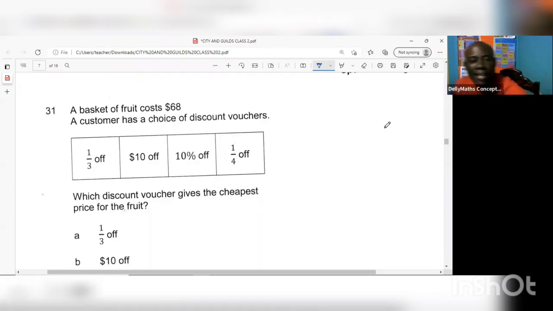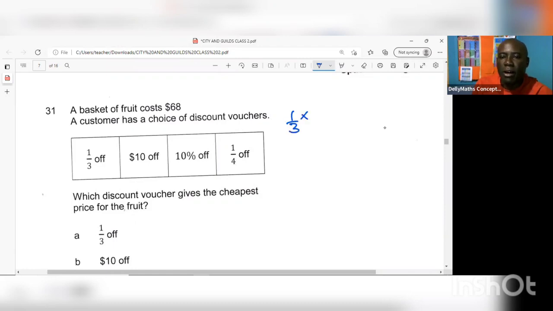A basket of fruit costs $68. A customer has a choice of discount vouchers. What we want to do here is to work out these. So we want to say 1/3 of 68, which is 68 divided by 3. 3 into 6 is 2, 3 into 8 is 2 remainder 2, 2/3, that's 22.67. So what they're getting off here is $22.67.